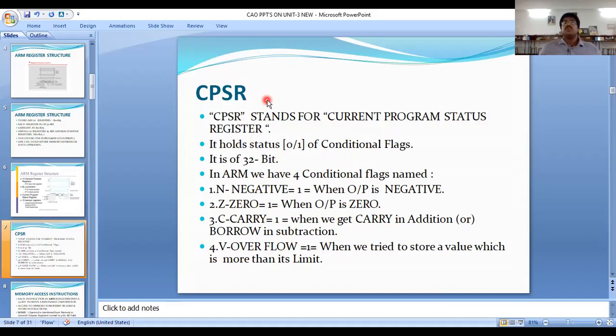We need to discuss those 4 flags, and we have already discussed them. The carry flag will be 1 whenever you get a carry. The negative flag will be 1 whenever the output is negative. The zero flag will be 1 whenever the answer is 0. Like that we have discussed.